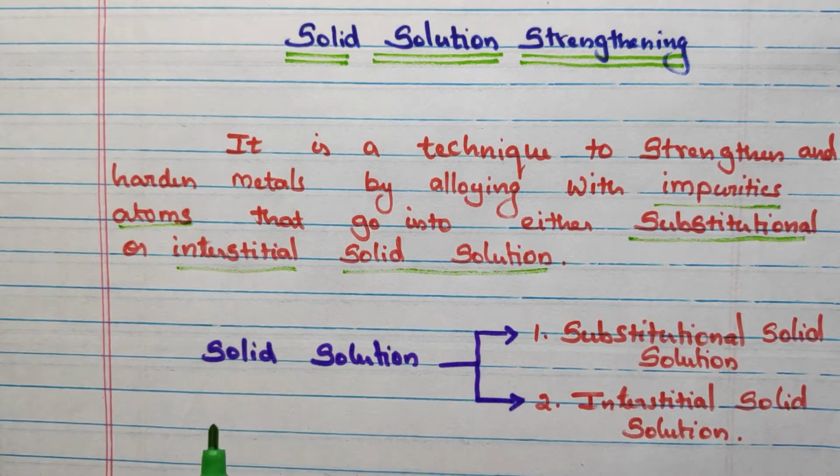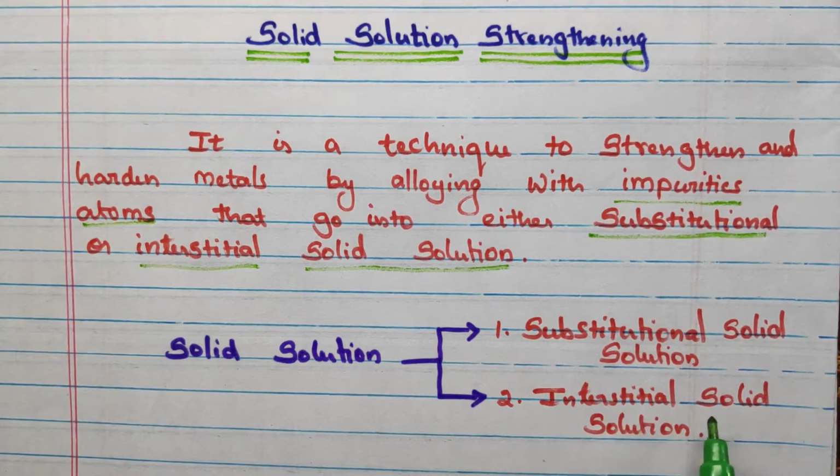We have covered solid solution in the first unit. It is divided into two types. One is a substitutional solid solution and the next one is an interstitial solid solution. For your remembrance, substitutional solid solution means the solute atom replaces the solvent atom in the crystal lattice. If the solute atom replaces the solvent atom in the crystal lattice, we call it a substitutional solid solution.